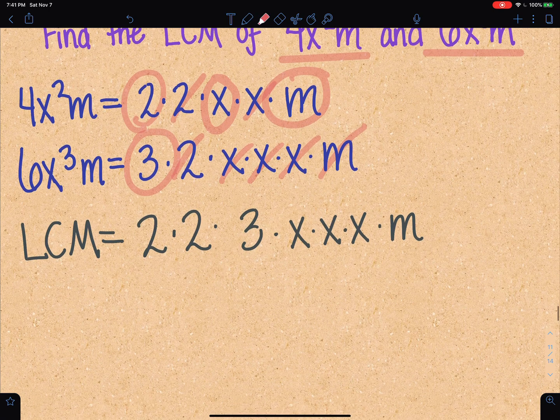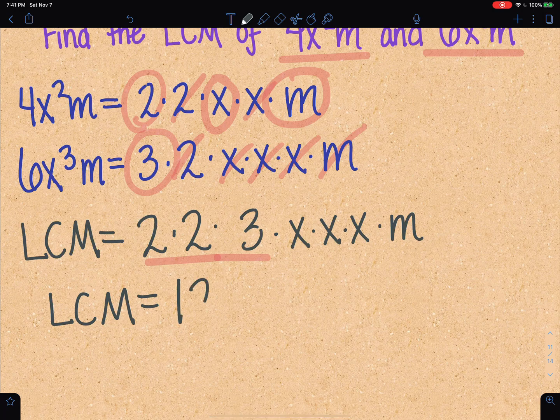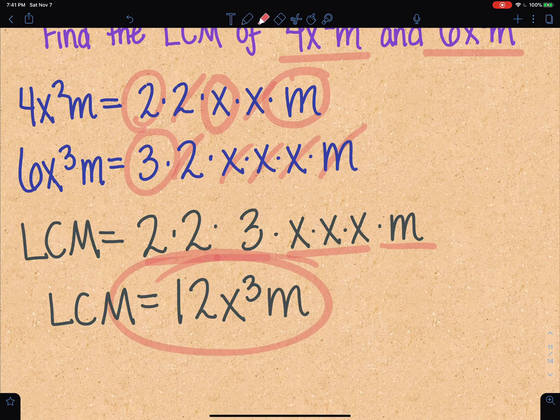So my LCM here, if I simplify, or actually do the multiplication, is going to be 2 times 2, which is 4, times 3. 4 times 3 is 12. So 12, and then I've got x cubed here. So I'm going to write x cubed, and then I've got this m. So I'm going to write an m. And that is my LCM for those 2 complicated expressions.